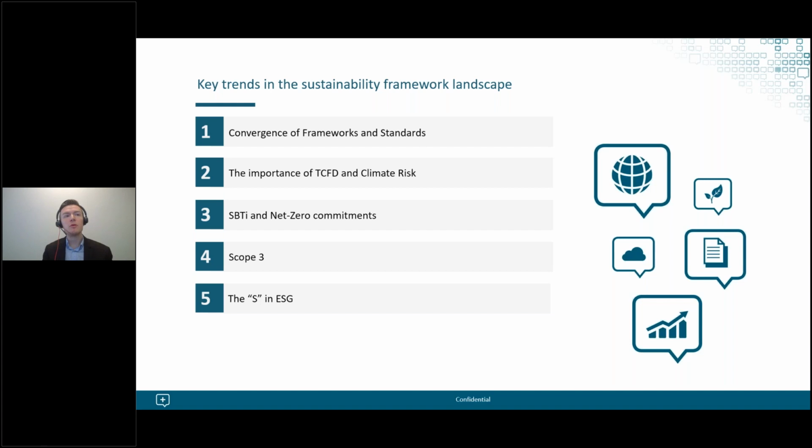And we also mustn't forget about the S and G components of this as well. So climate and greenhouse gas emissions reporting can often dominate the conversation around ESG, but social metrics, diversity and inclusion, as an example, have become super important for companies to think about and understand, what standards and frameworks they might be leveraging to help with their reporting.